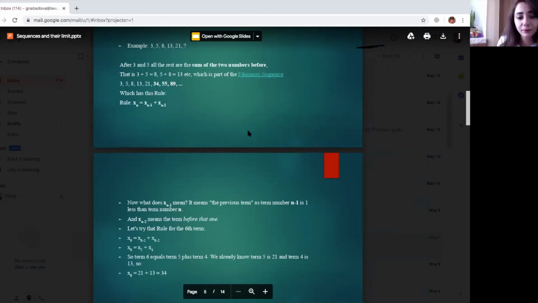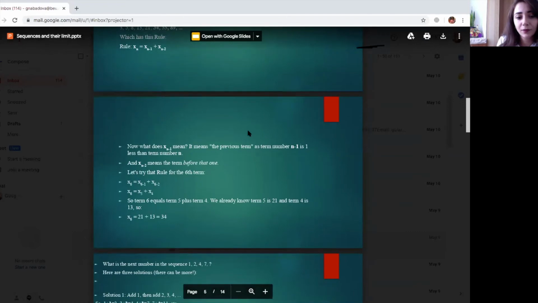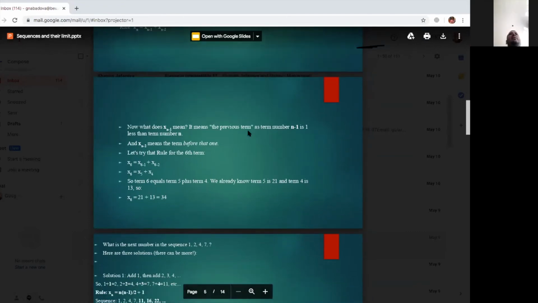Now, what does xn minus 1 mean? It means the previous term: term number n minus 1 is 1 less than term number n. And xn minus 2 means the term before that one.